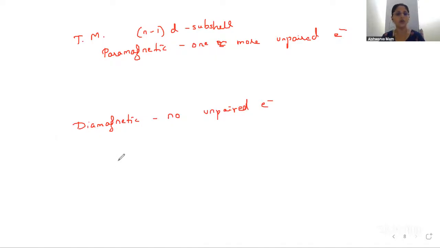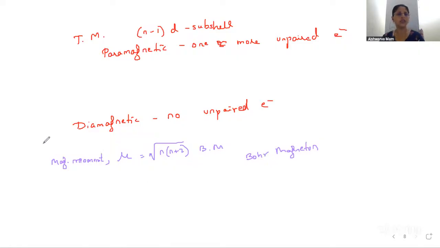The magnetic character of the transition elements is measured in terms of magnetic moment, denoted as mu. What is mu? Mu is root of n(n+2) BM. BM is Bohr magneton, the unit. Mu is nothing but the magnetic moment. Magnetic moment is associated with orbital angular momentum and also with spin angular momentum. But in transition metals, due to environmental influence, orbital angular momentum is cancelled. So only the spin magnetic moment works.